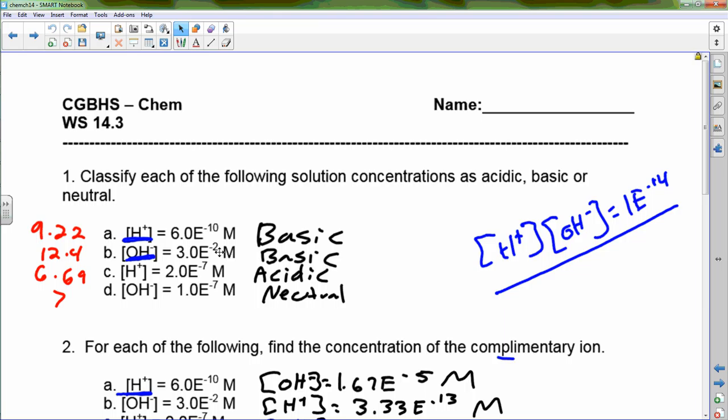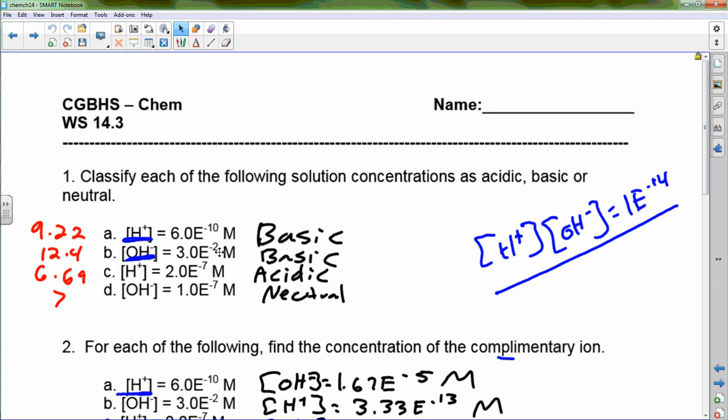Now, alternatively, you can go through the work of taking the negative log and finding the pHs. And if you have the pHs, it makes it easier. These are both above 7, so they're basic. This is below 7, it's acidic. This is right at 7, it's neutral. Can't you just go off the rest from the code? Yeah, that's what I was explaining before. Just the biggest thing is you got to keep track. Are you looking at the H plus ions or the OH minus? If you get those screwed up, you're going to have it opposite.